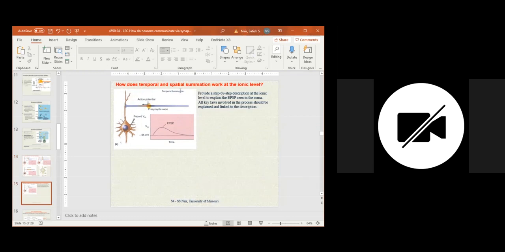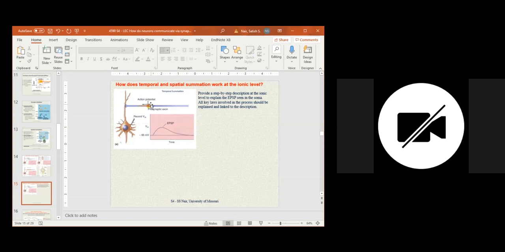So how does temporal and spatial summation work at the ionic level? Provide a step-by-step description at the ionic level to explain the EPSP seen in the soma. All key laws involved in the process should be explained and linked to the description. So you're given this. A biologist did this recording and got this plot. You're supposed to explain at the ionic level what happens. Let me get you started.